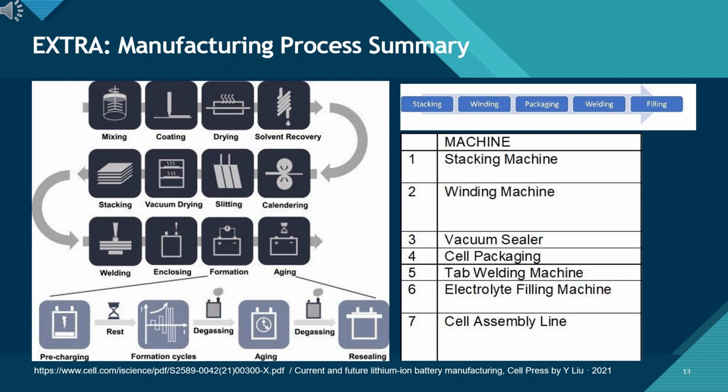This stage focuses on cell assembly, bringing electrodes together to form functional cells. The key steps involve stacking or winding the electrode layers, followed by packaging and sealing them. Welding is used to securely connect the tabs, followed by electrolyte filling under dry room conditions. The equipment involved includes stacking and winding machines, vacuum sealers, tab welding machines, and precision filling systems. All of these are integrated into a cell assembly line to ensure consistency and efficiency. This step is critical because it transforms prepared electrodes into an actual energy-storing cell.